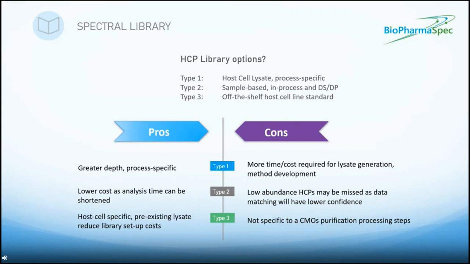And in cases where a company has a selection of different pre-existing host cell libraries, it will also reduce the expenditure associated with the setup of the library. But you've got to be aware of the downside, which is that it's not going to be process specific.